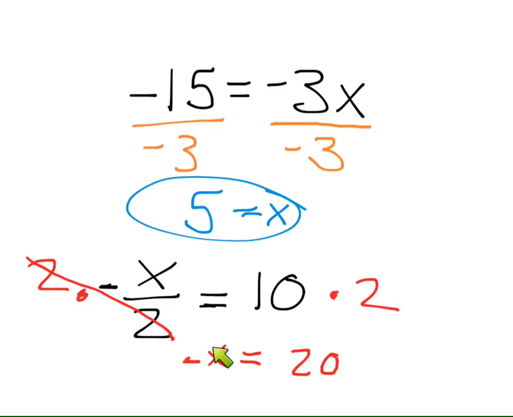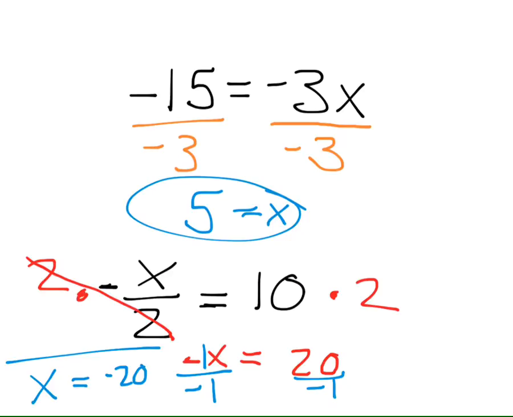But how would that look algebraically? How could I get rid of this -1 in front of that x? Since it's -1 times x, what's the inverse of multiplying? Dividing, right? If I divide this side by -1, that's going to leave me with positive x. And if I divide this side by -1, 20 divided by -1 is -20. That would be my answer. But that's a perfectly good way to do it.